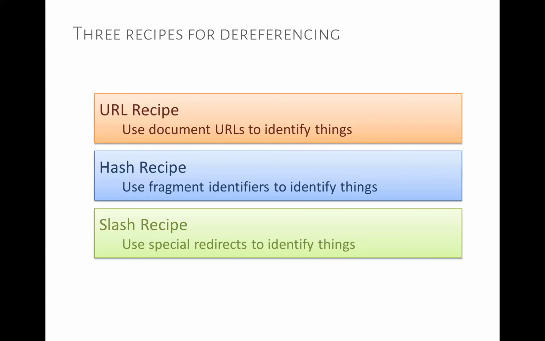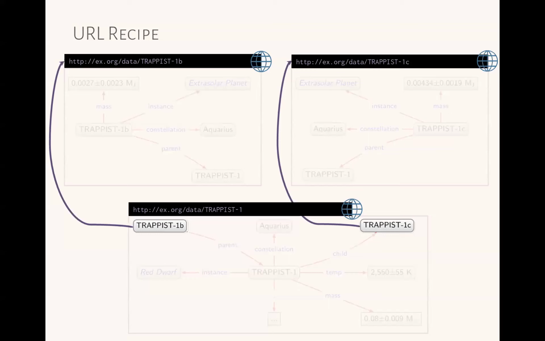So implementing linked data. The three recipes that we have, the three ways we could implement this dereferencing: one is the URL recipe, one is the hash recipe, and one is the slash recipe. So we'll look at each of the three now. The URL recipe is the easiest. When we use this identifier here, the identifier we use is just the same as the location of the document that describes it. So we just take this URL here and we use that to identify this element here. So the identifier for the document and the identifier for, in this case, the planet itself, they're the same. So we're done. There's nothing else to do.